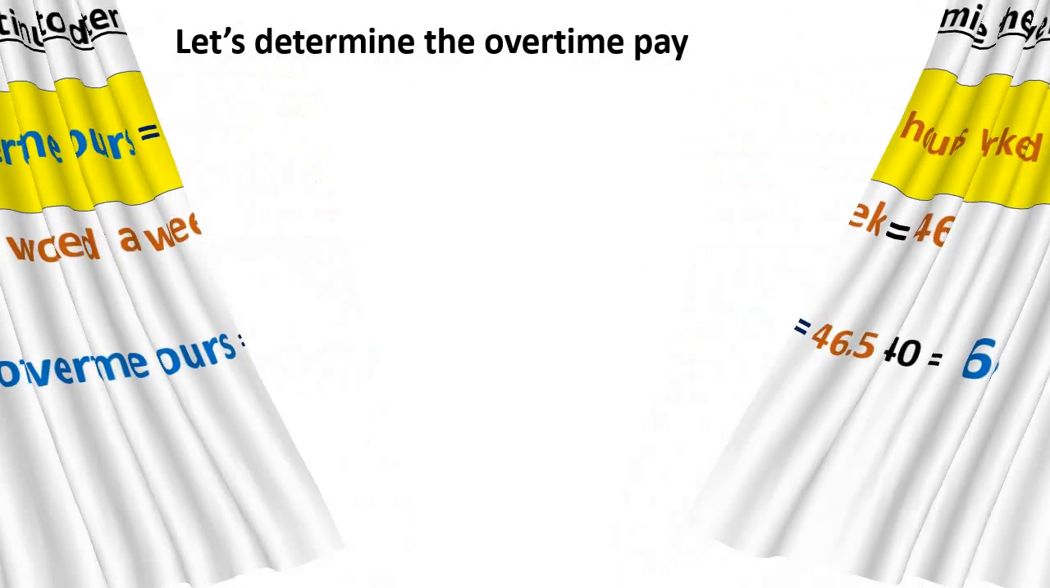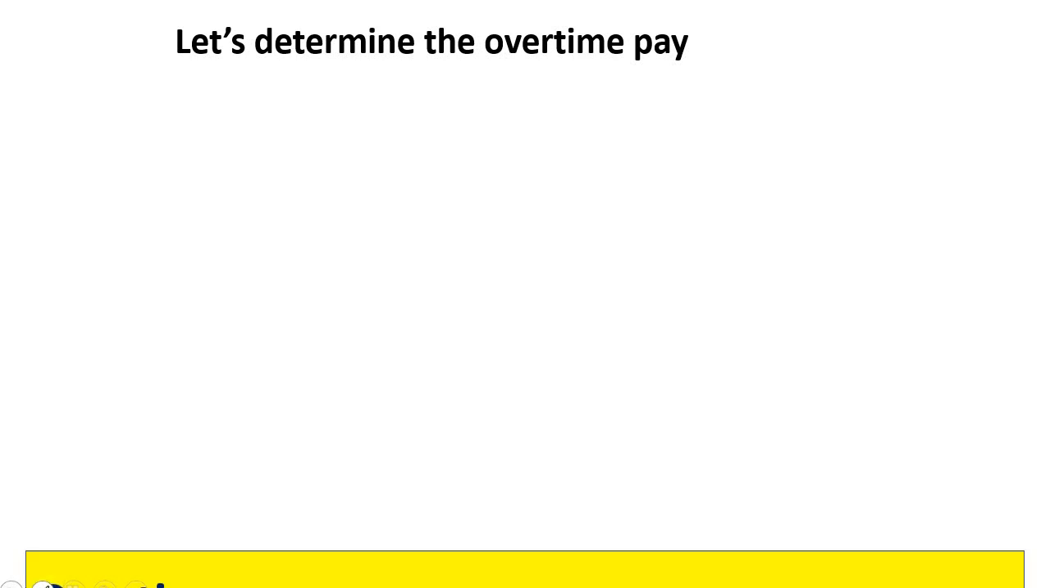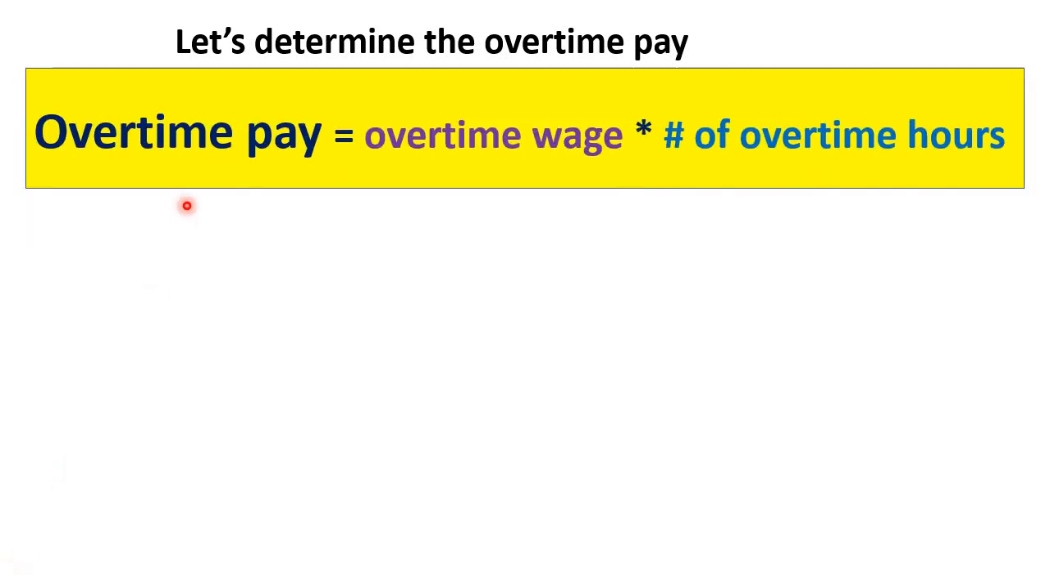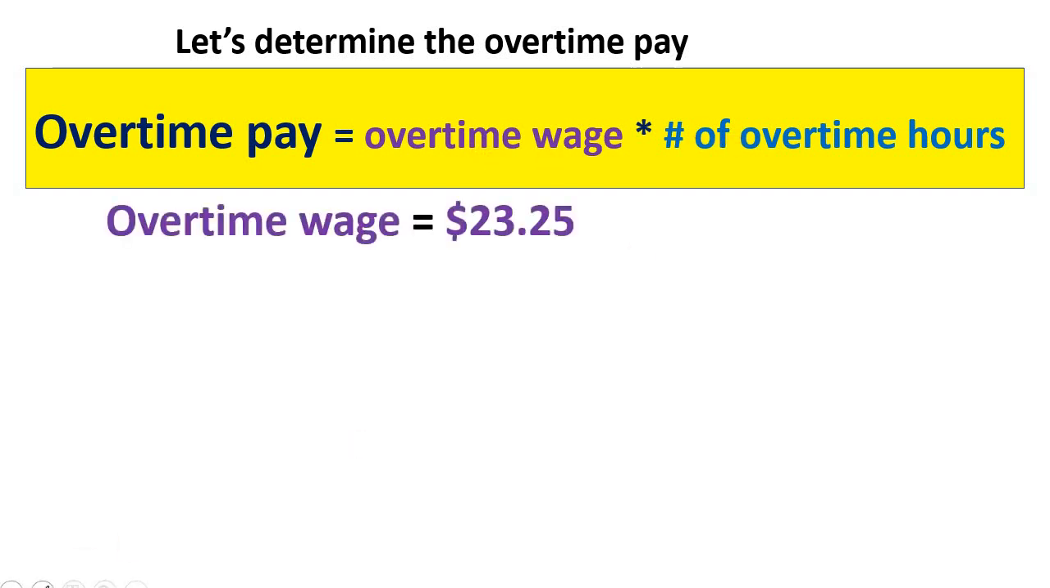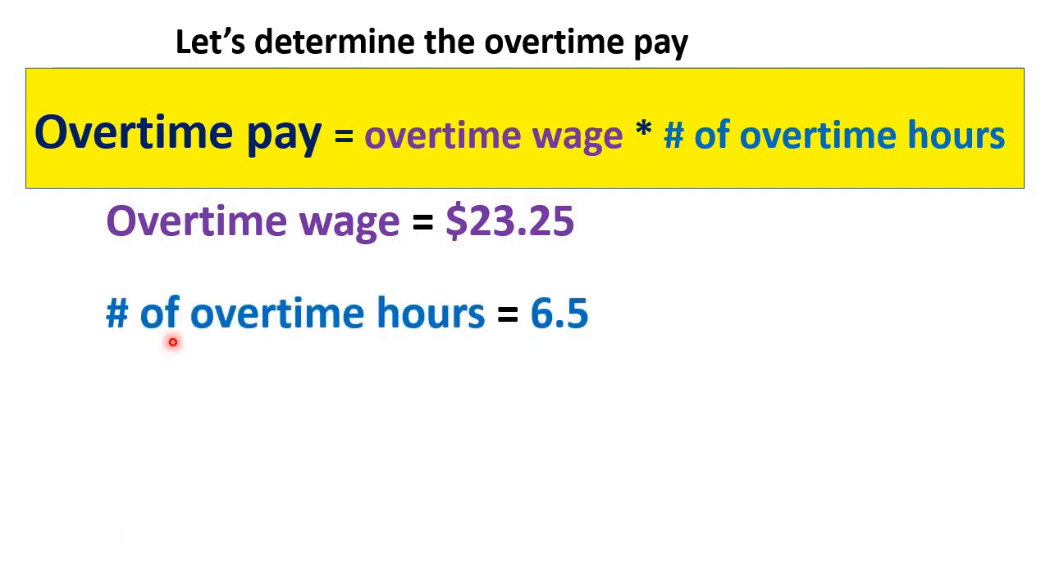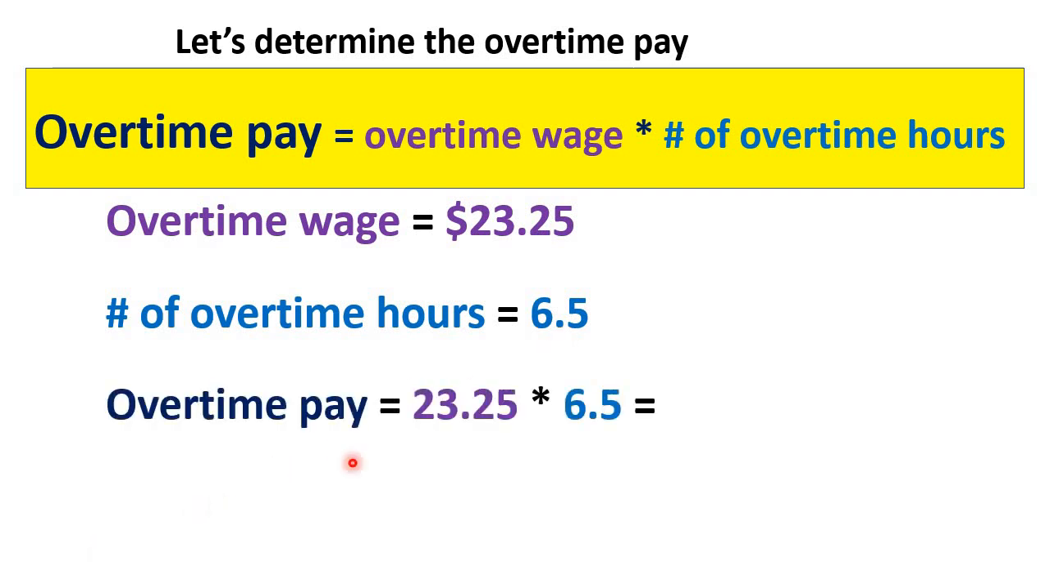So now we have the information that we need to determine our overtime pay, because overtime pay is overtime wage times number of overtime hours. We figured out the overtime wage, $23.25. We figured out the number of overtime hours, 6.5. And so now all we're going to do is take these two numbers and multiply them together to determine how much we get paid for overtime that week. So what is our overtime pay for this week? Excellent, $151.13. Perfect job.